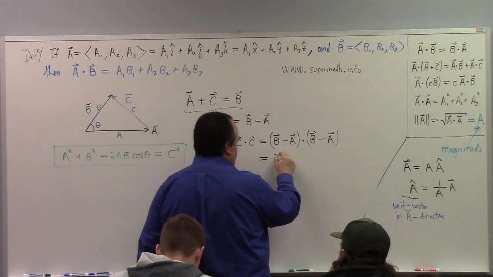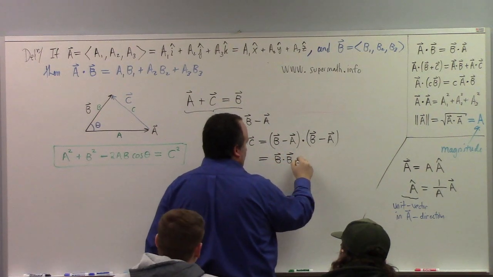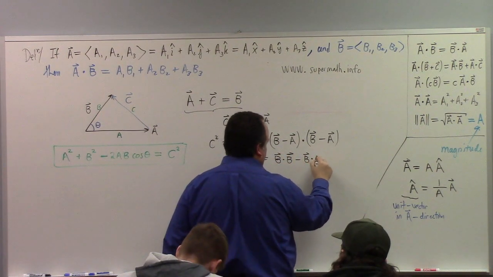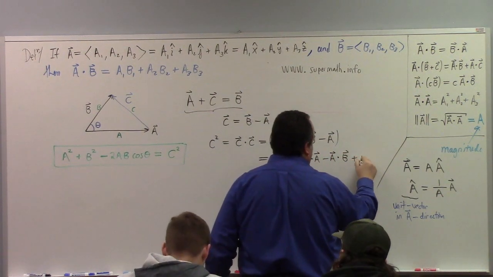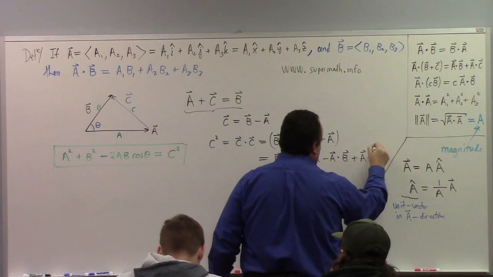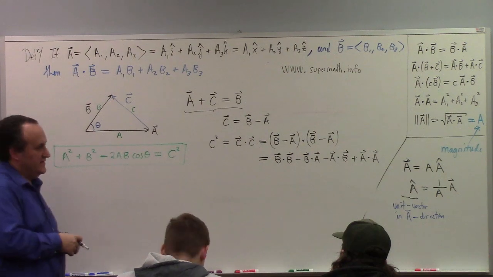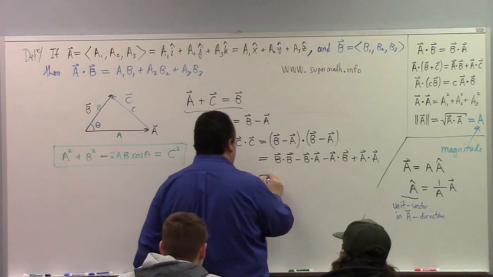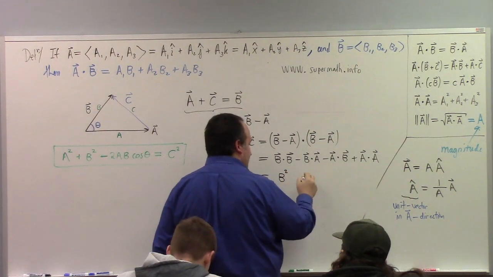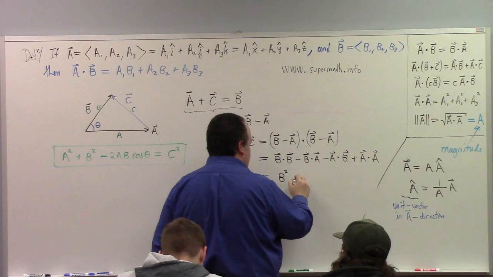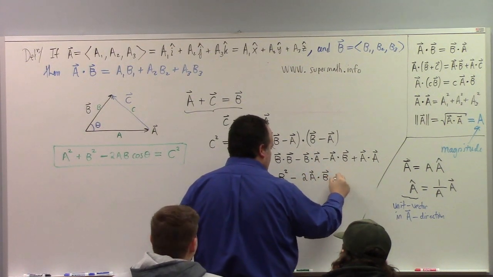That's a joke. Let's see here. B dot B minus B dot A minus A dot B plus A dot A. But what's that equal to? We can simplify this. What's B dot B? B dot B would be B squared. And A dot A would be A squared, right? So I've got B squared minus 2 A dot B plus A squared.